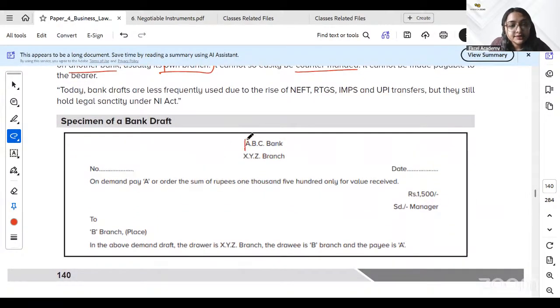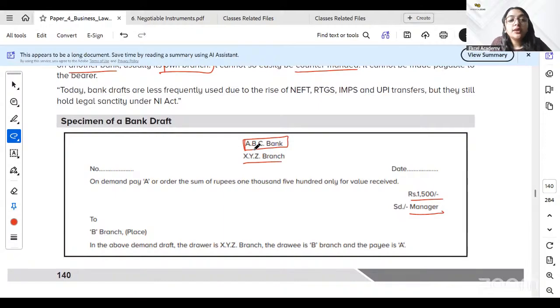So this is the bank, and this is the branch. So you write the bank draft number and the date. On demand, pay A or order the sum of rupees 1,500 only. So you write 1,500, the bank manager signs here. To B, the branch. In the above demand draft, the drawer is the XYZ branch and the drawee is B and the payee is A. That is, this bank is drawing upon B to pay A.